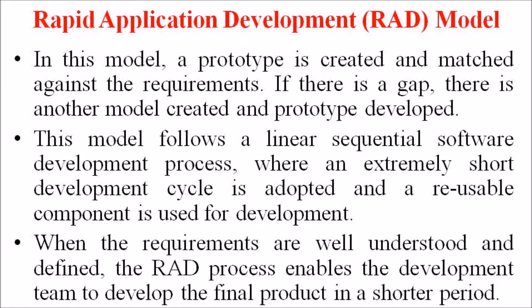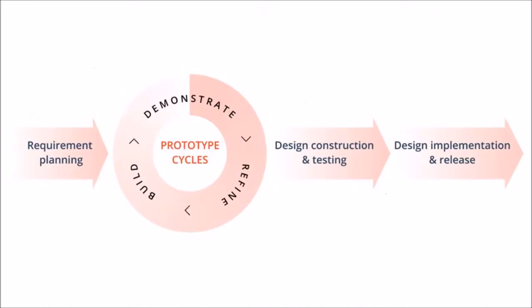This model follows a linear sequential software development process where an extremely short development cycle is adopted and reusable components are used for development. When the requirements are well understood and defined, the RAD process enables the development team to develop the final product in a shorter period. The RAD model is based on prototyping and iterative development with no specific planning involved. The process of writing the software itself involves the planning required for developing the product.